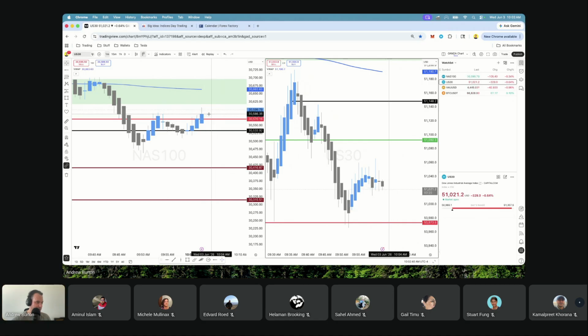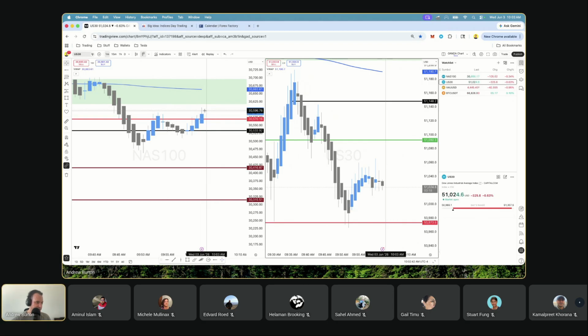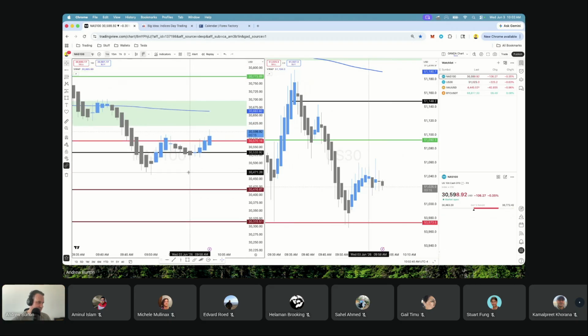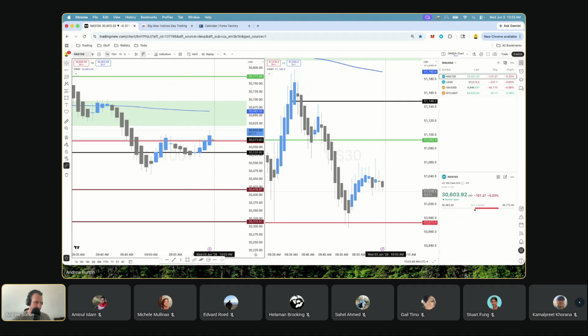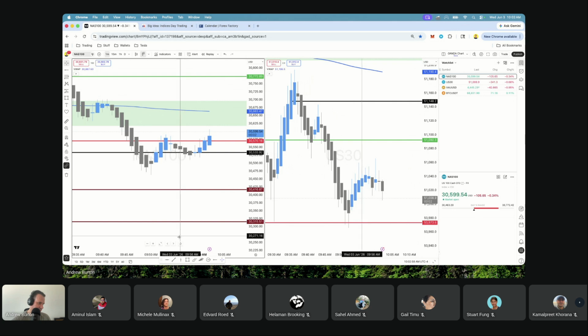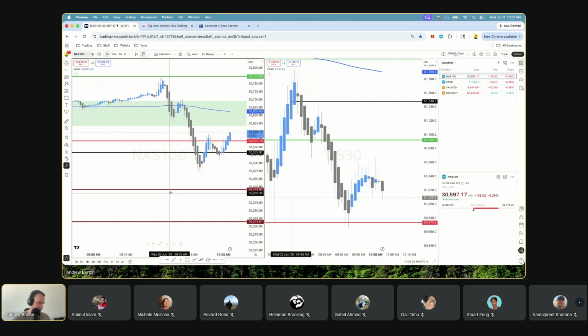Okay, so maybe the trend's reversing in the NASDAQ here. Because if we get a body open above this red line with our next candle, which is in 9 seconds, it probably will, then we could end up back up here. So we'll have to think about that.